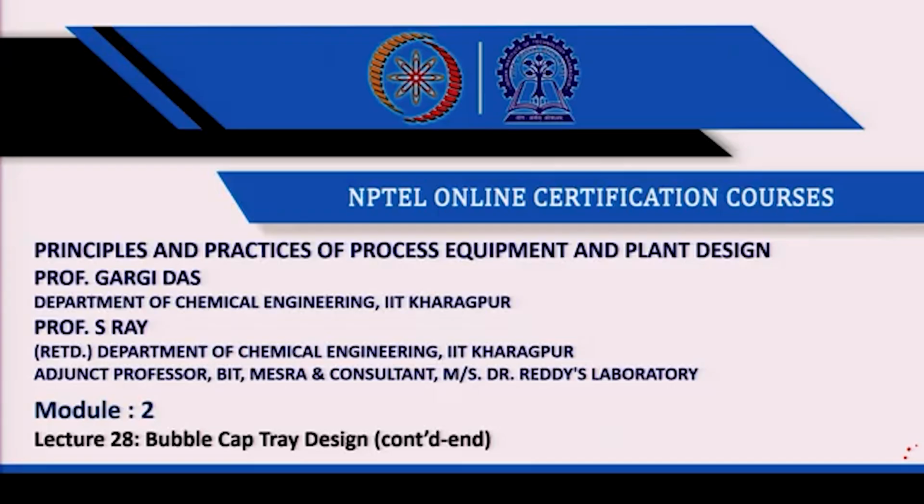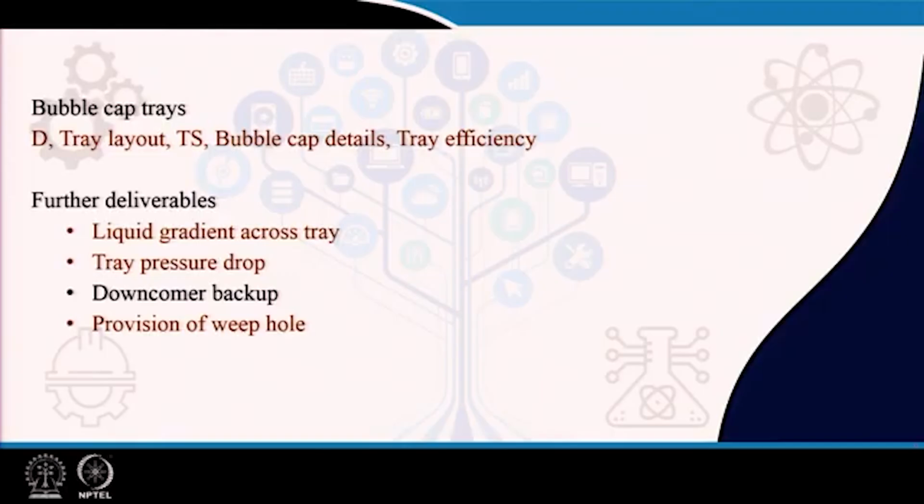Today we are going to complete the bubble cap tray design part. This we have continued from the previous lecture. In the last lecture, we found the diameter of the bubble cap tray or plate, whatever you may call, by two methods. One was the Souders-Brown method, the other one was Fair and Matthews.